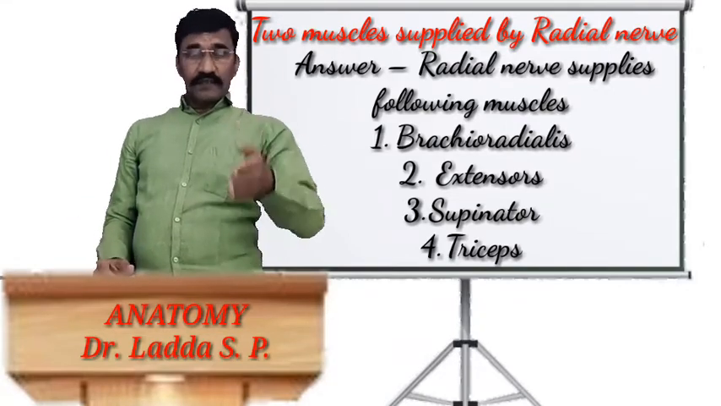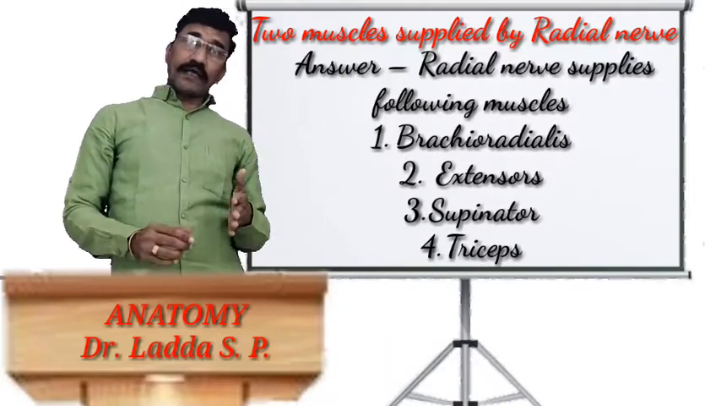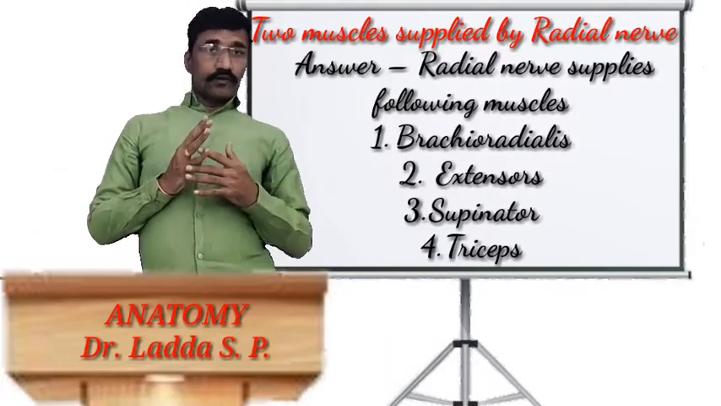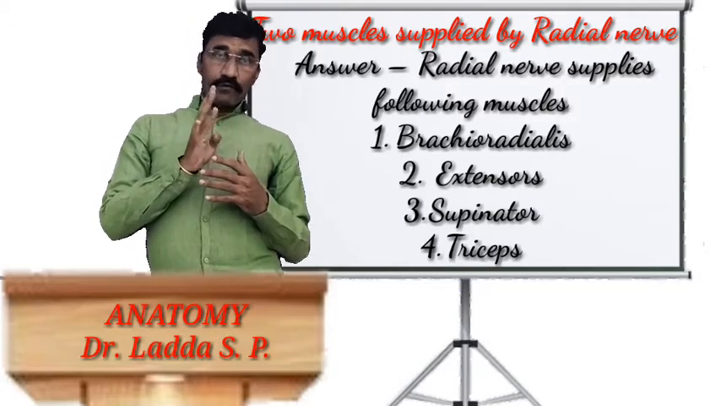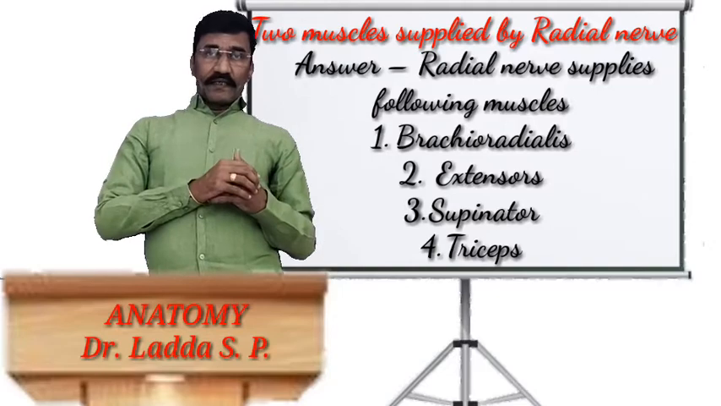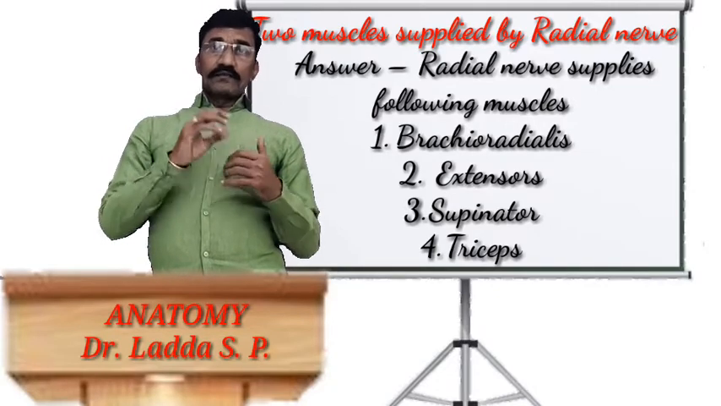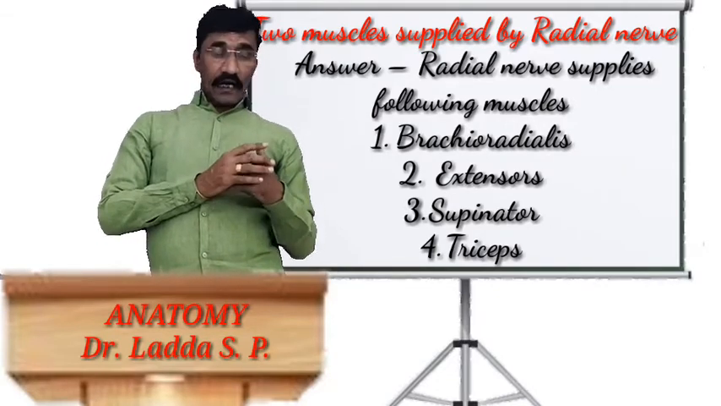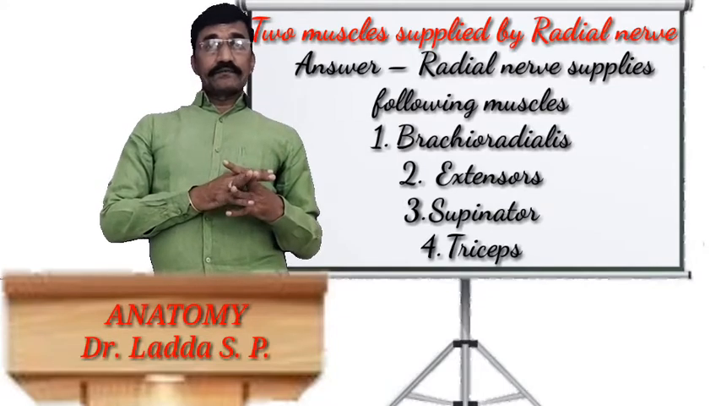So again coming back to the radial nerve. The radial nerve supplies 4 muscles, and those are the BEST muscles. The 4 BEST muscles are brachioradialis, supinator, your extensors, and lastly the triceps.